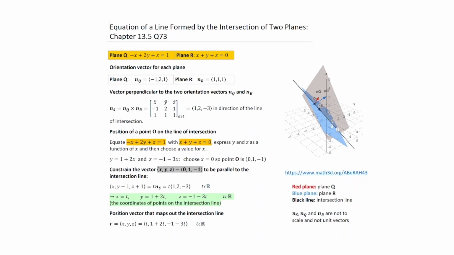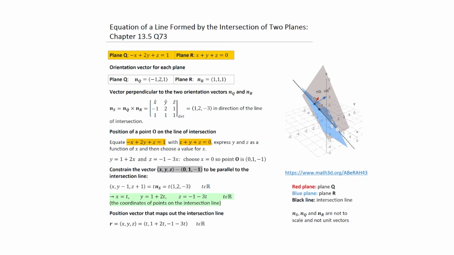All right, so now basically what we'd like to do is we want to know what the equation of that line is. So we need a reference point. So we need to start with some arbitrary point on the line of intersection. And we'll call that point O. And we obtain that by equating the equations for the two planes. That is minus x plus 2y plus z equals 1 and x plus y plus z equals 0. Right? And then what we do is express y and z as a function of x and then choose a value for x. Now you can actually change that around. It doesn't have to be express y and z as a function of x. It could have been any combination you wish. It's somewhat arbitrary. It really doesn't matter.